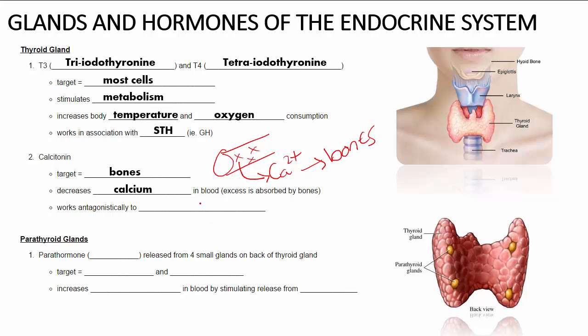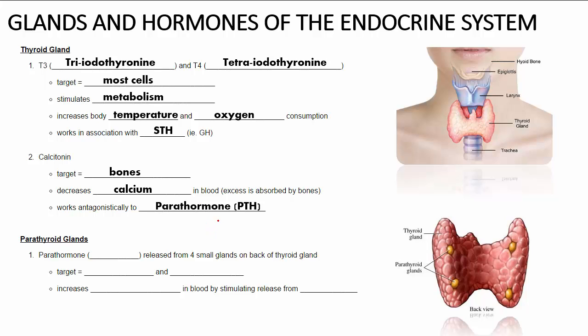So that's the job of calcitonin. Now, it works antagonistically to a hormone called parathormone or parathyroid hormone, or even PTH, which we're going to talk about down here. The concept of antagonism means it works oppositely. So if calcitonin decreases calcium in the blood, then parathormone is going to do the opposite and increase the calcium in the blood, and it's going to take it predominantly from the bones. So this one puts calcium from the blood into the bones, and this one takes calcium from the bones and puts it in the blood.